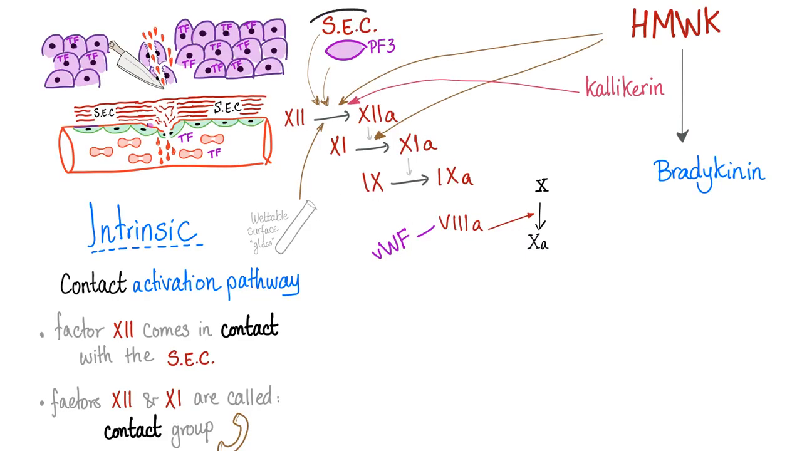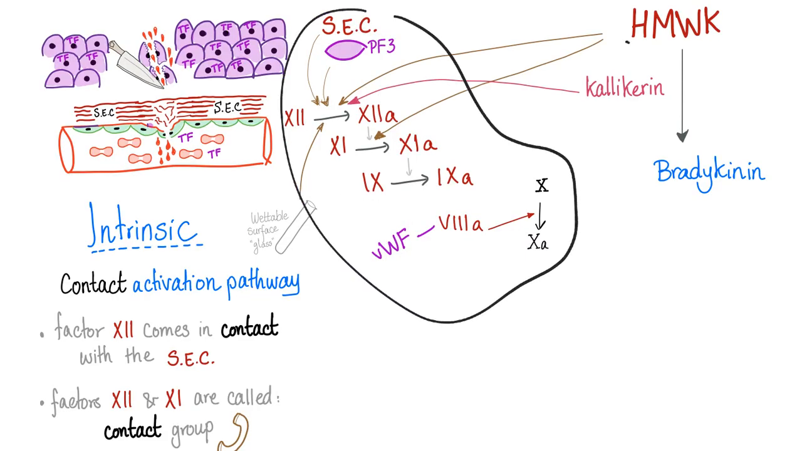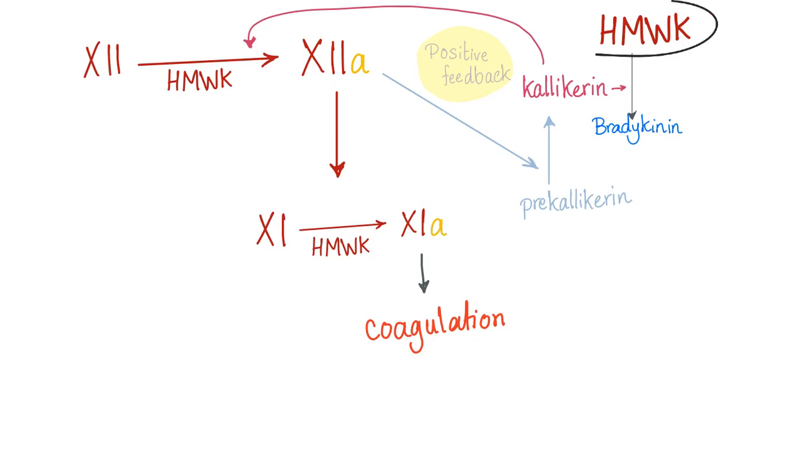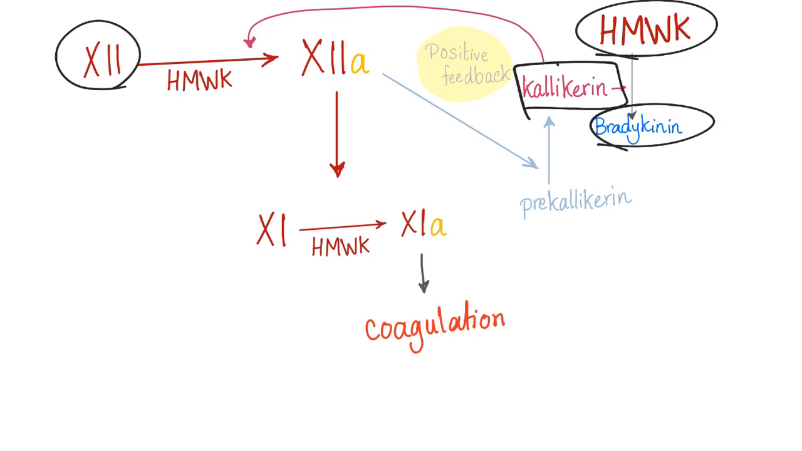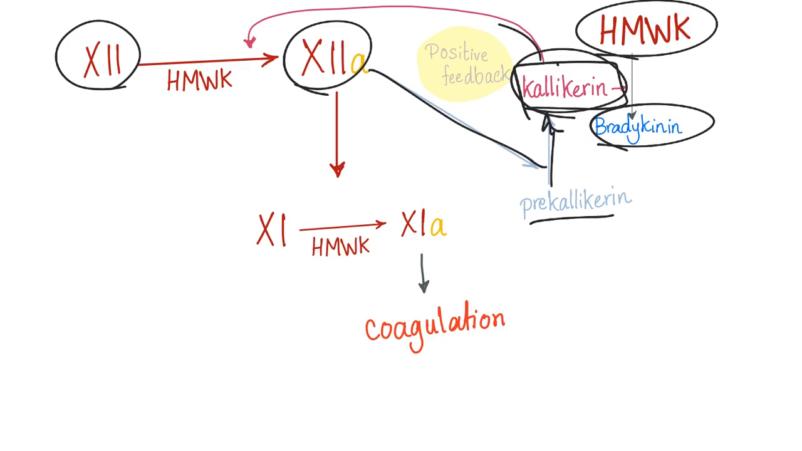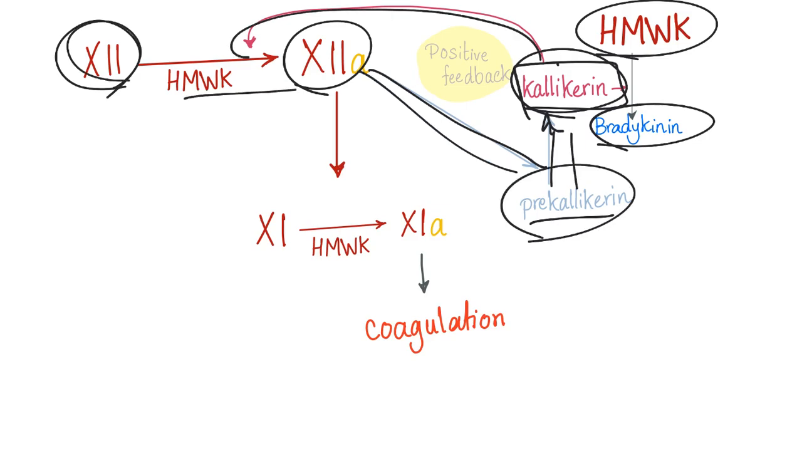First of all, the intrinsic coagulation pathway is here. High molecular weight kininogen activates factor 12 and 11. Kallikrein only activates factor 12. High molecular weight kininogen is converted into bradykinin thanks to plasma kallikrein. Plasma kallikrein also activates factor 12 into factor 12A, which returns the favor by converting pre-kallikrein into kallikrein, and so on. This is called a positive feedback loop.